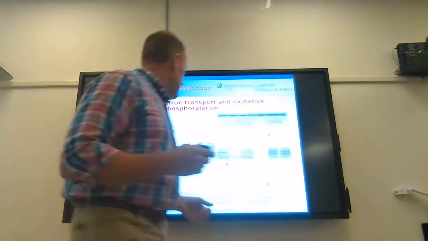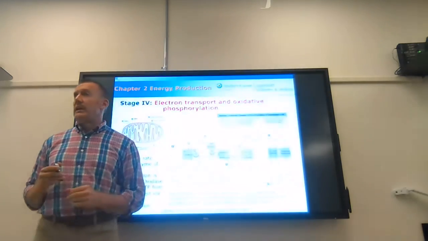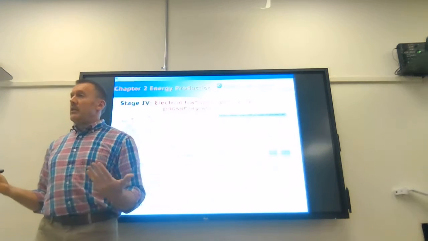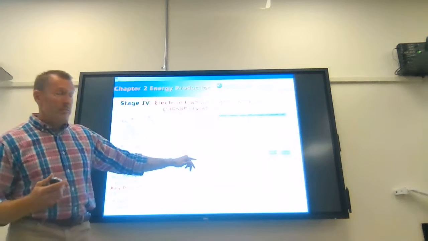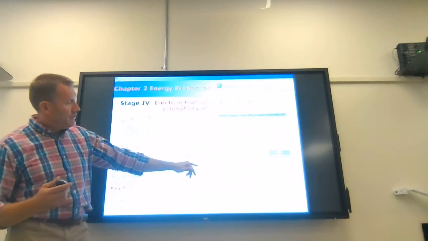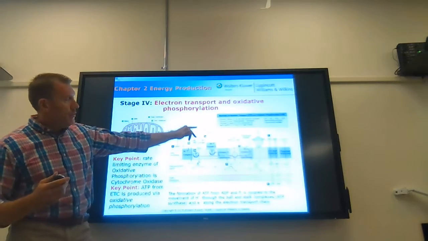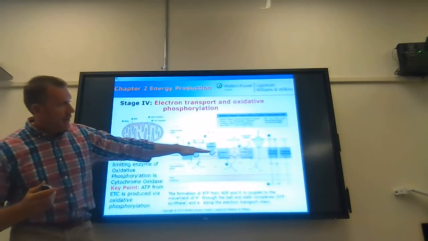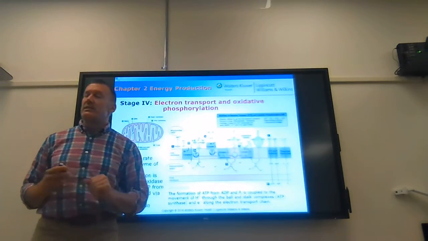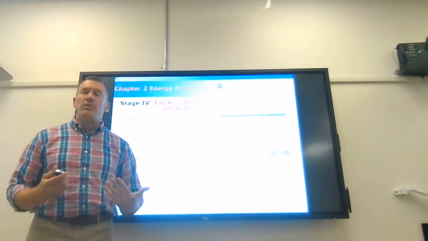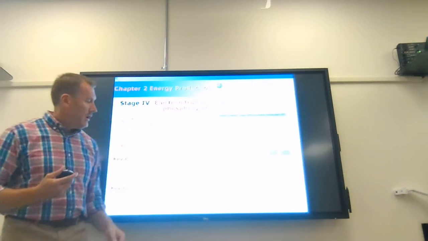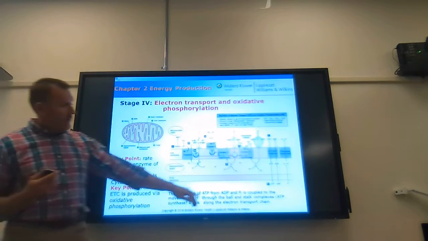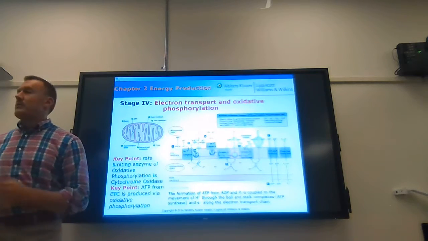So we call this an electrochemical gradient. So an electrochemical gradient creates movement. And so the movement of hydrogen from the intermembrane space through these gates, combined with the shuttling of electrons through these complexes, is what provides the energy to put ADP and PI back together. So stated very well right here, this quote from your textbook, the formation of ATP from ADP and PI is coupled. What does it mean for something to be coupled?